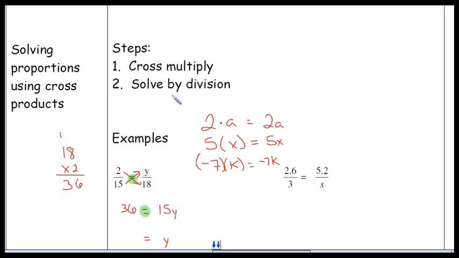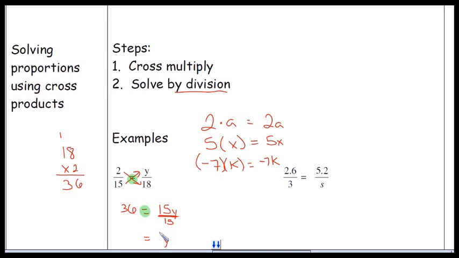But I do know that I need to solve this by using division. And the way I'm going to do that is I'm going to get rid of this 15 by dividing by that same number. This line right here means division. So 15y, and I'm going to divide it by 15.